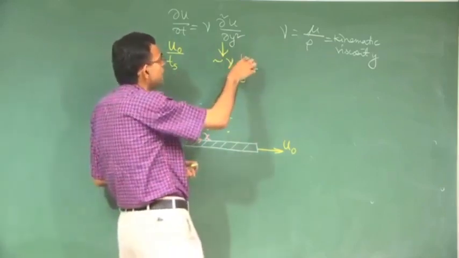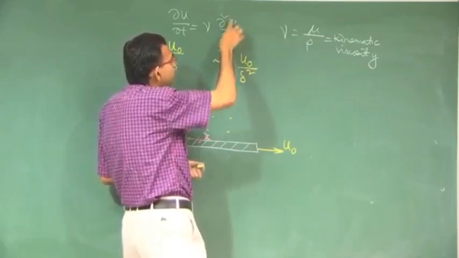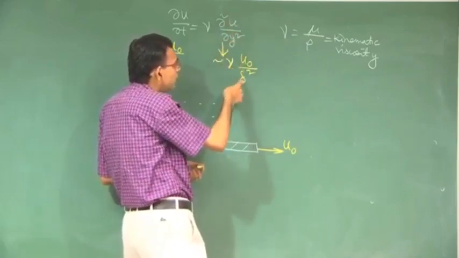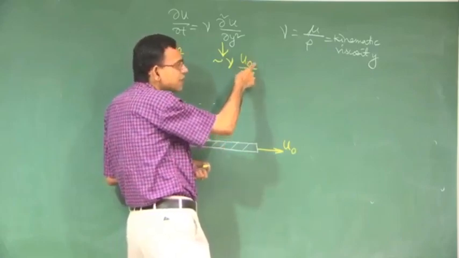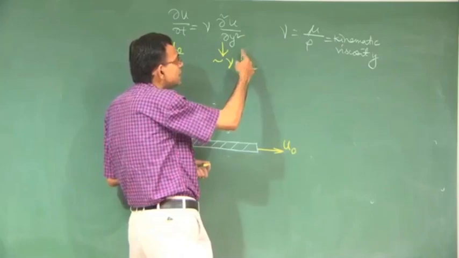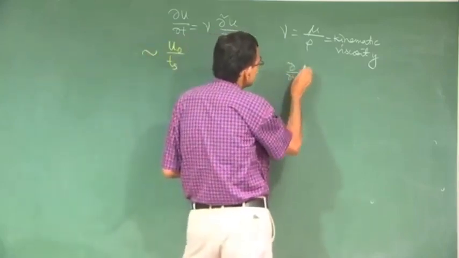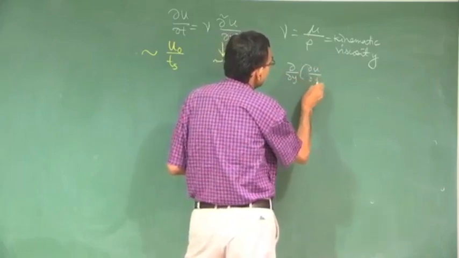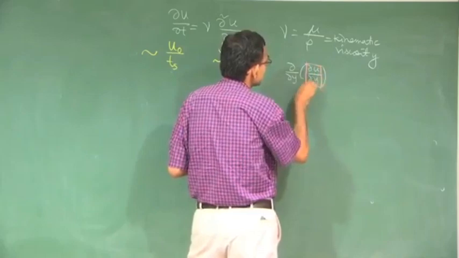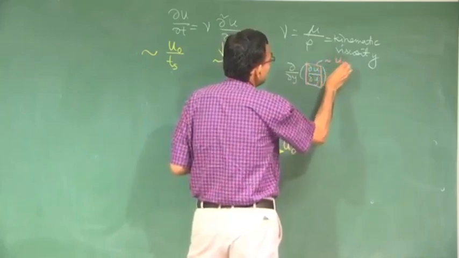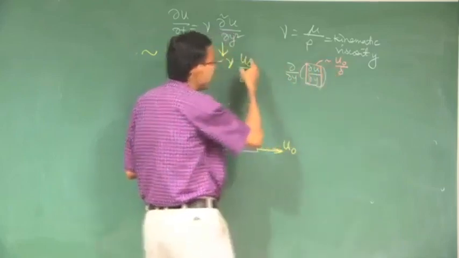So, why this is u naught by delta square: this is del y of del u del y. So, 2 times derivative with respect to y, and velocity scale is there only in the numerator. So, you have, this is of the order of u0 by delta. So, another del y of this makes it u0 by delta square.